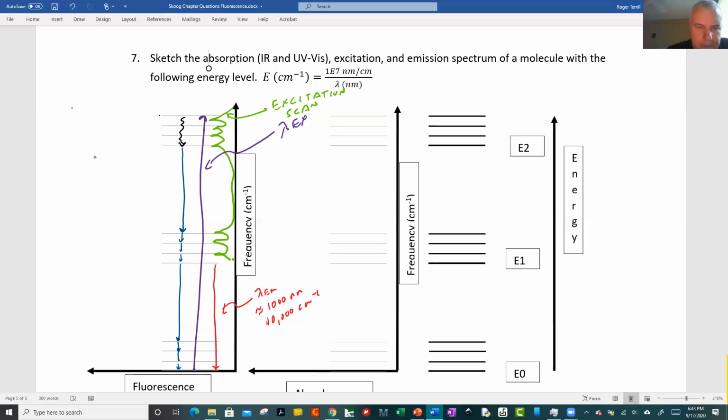But it always does so from E0 of E2, right? Partly because that's how we set it up, because our lambda EX goes into E2. Then there's a fast non-radiative decay through the vibrational levels. And then there is a radiative decay down to this level, this level, this level, to this level, right? So there's nothing happening going down there, then something happening, then nothing happening, then something happening, right?